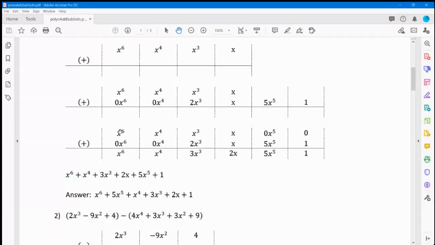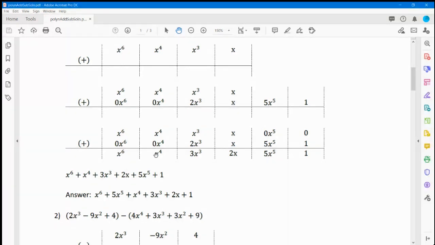Then, since we're adding, we simply add. So we have x to the 6th plus 0 is x to the 6th. X to the 4th plus 0 is x to the 4th. And you keep on adding. X cubed plus 2x cubed is 3x cubed. X and x is 2x. 0x to the 5th and 5x to the 5th, that's 5x to the 5th, and so on. Good. So that's what we do.